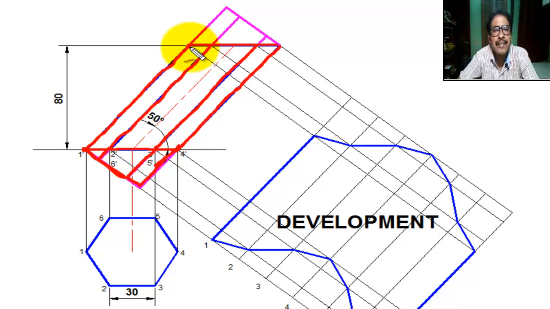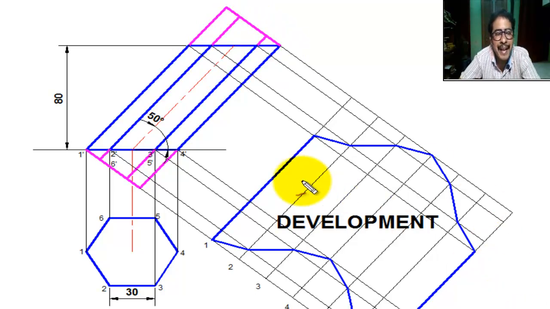Similarly, upper surface, extend this line and draw perpendicular from this point. Draw perpendicular, extend this line up to this line. Okay, again we draw the extra portion, this portion and this portion.